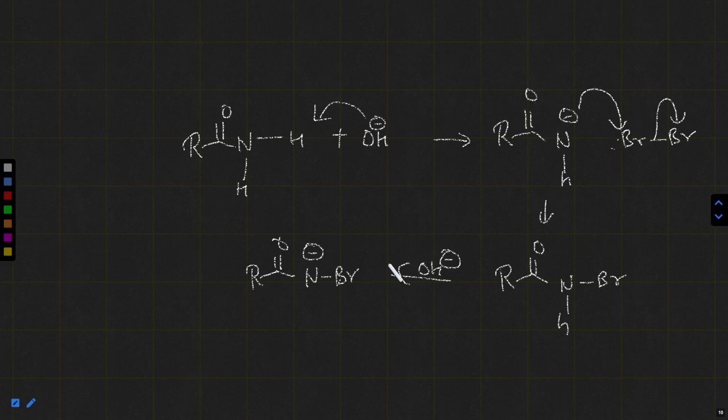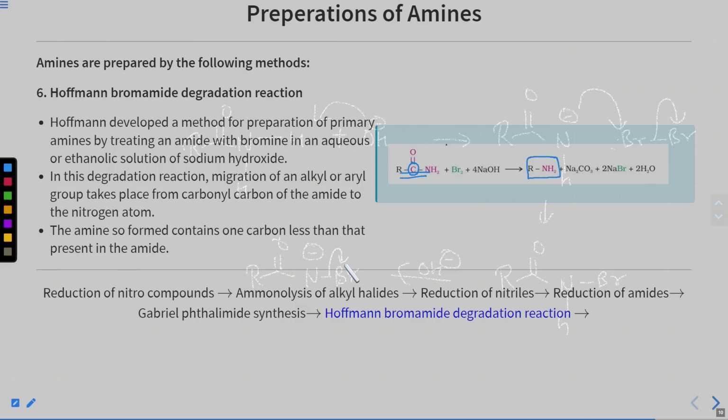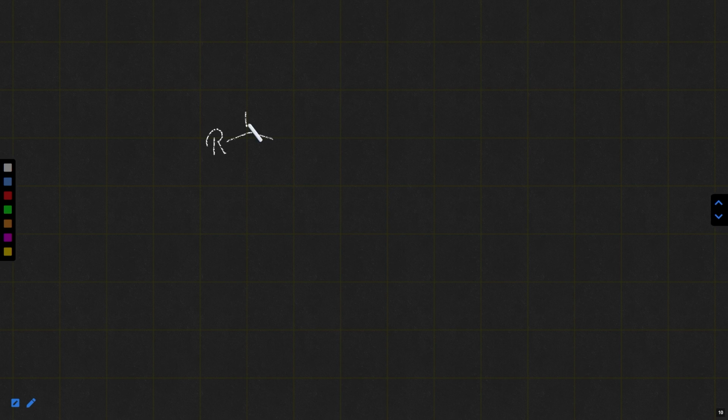So this reaction is not that simple, because it involves the formation of a special type of rearrangement product that is termed isocyanate. Okay, isocyanate, we'll look at this. So what will happen here? First of all, this Br will leave by its own and create a nitrene. The nitrene will look like this.